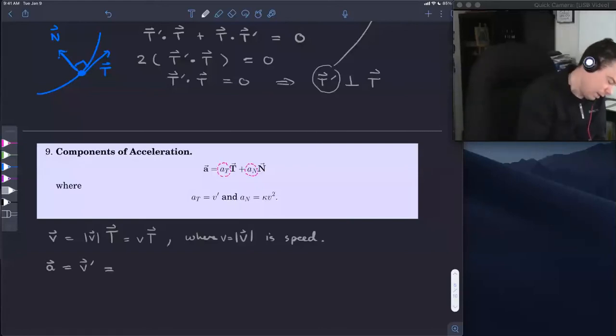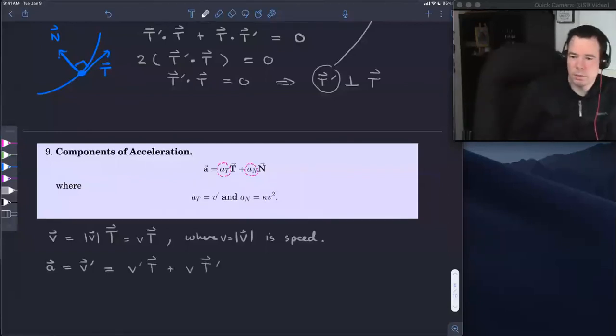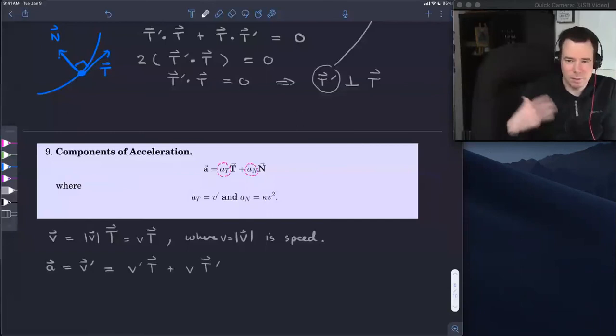That means this next line I can simplify a little bit. What's the derivative? It's the derivative of the first, which is v prime times t, plus the first times the derivative of the second. So there's acceleration. We just get it from the product rule. Now we can see already that the tangential acceleration is just the derivative of the speed. That's the v prime part. Now we also need the other part of the acceleration, which is in the direction of t prime.